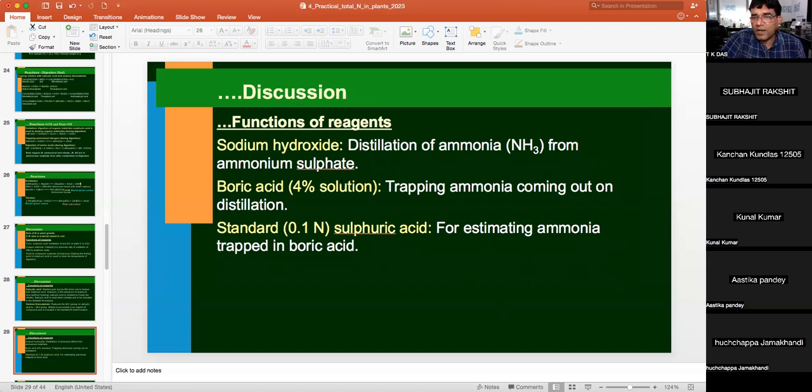Now, sodium hydroxide, the function, these will be asked in your exam. Functions of different reagents, the principles, and sometimes procedure, sometimes calculations. So whatever I am teaching you would be part of your practical exam. Sodium hydroxide is used in the distillation of ammonia, as you have seen. Boric acid is trapping ammonia coming out on distillation, and 0.1 normal standard sulfuric acid solution is for estimating or titrating ammonia trapped in boric acid.